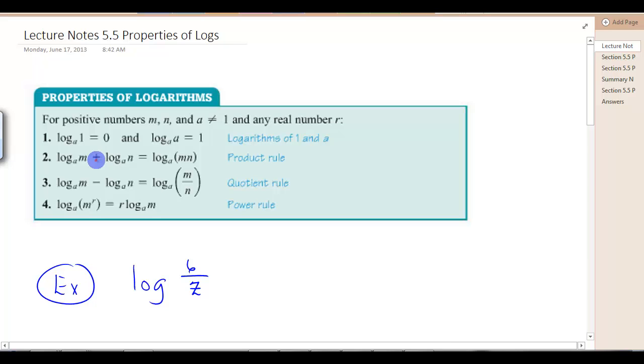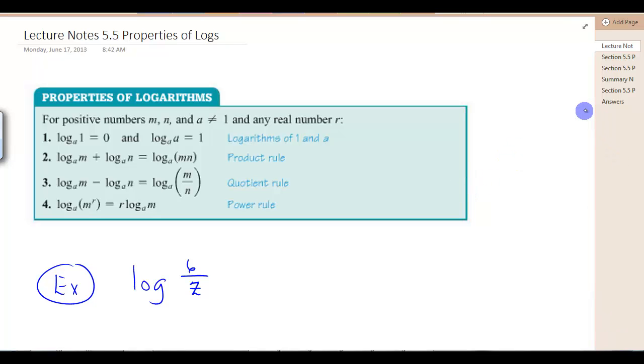All right, now the second one is the product rule. Log base a of m plus log base a of n. So you've got the same base, different arguments. You can write that as log base a of the product. So addition can condense to product. Same thing with subtraction. It can condense to a division. It's called the quotient rule. The power rule says if you have log base a of m to the r, whatever the exponent is can come to the front, and it gets the exponents down in the line.